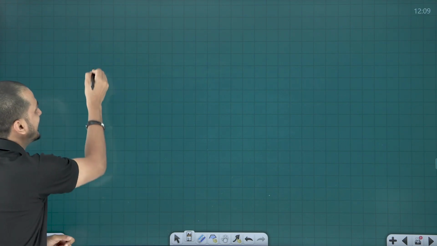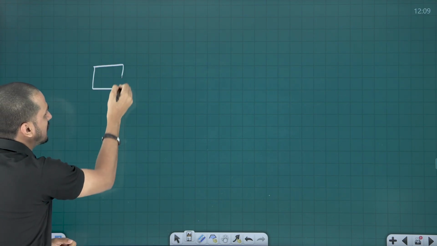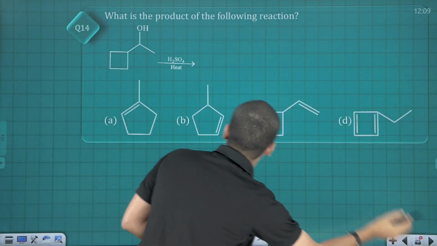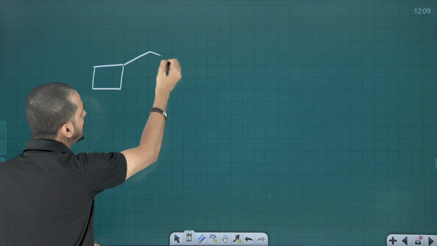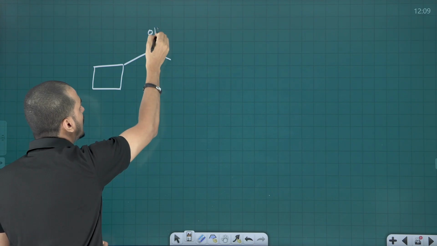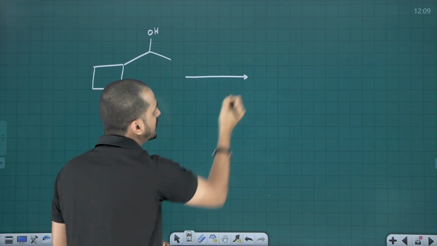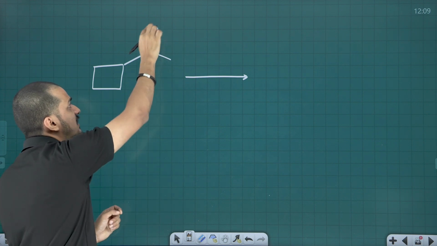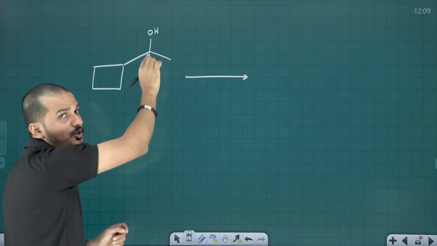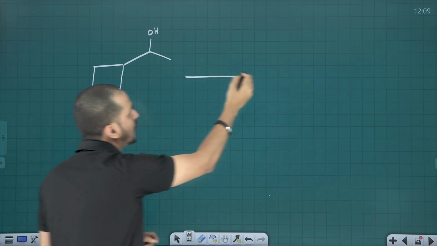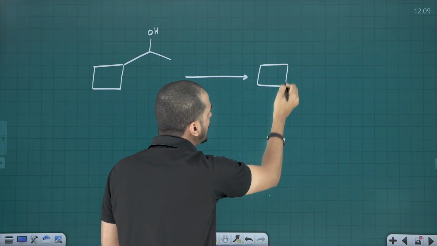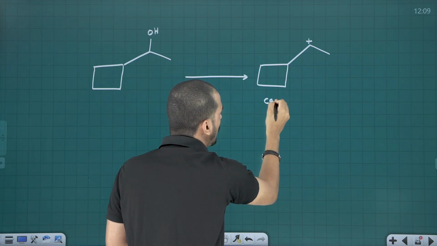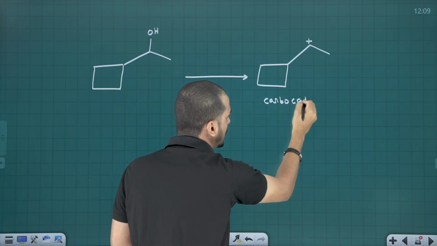Trust me. Here, this is the question we are taking. OH is there. Once you treat with concentrated H2SO4, H plus will come. That H plus will take the OH and produce a carbocation. That's the first step, carbocation formation.